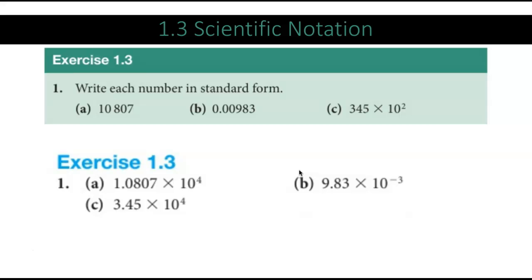Here are the examples. Write each number in standard form. For them, standard form is scientific notation. Take a look at part A. 10,807. I don't see a decimal point at all. So where is it? It's all the way at the end here after the 7.